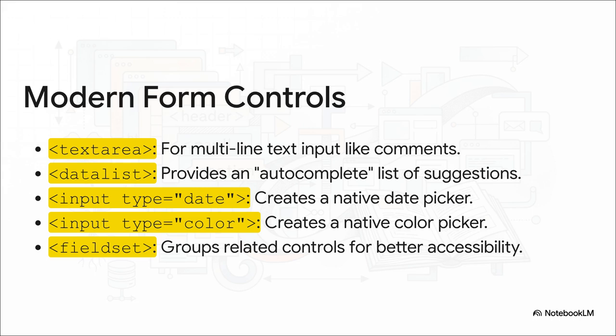Why would you ever build a custom date picker again when you can just use input type date and get a perfect native one on every device? Or check out datalist. It gives you an autocomplete dropdown with barely any effort. And don't forget fieldset and legend. They group related controls, which makes complex forms way easier to understand, especially for folks using assistive tech.